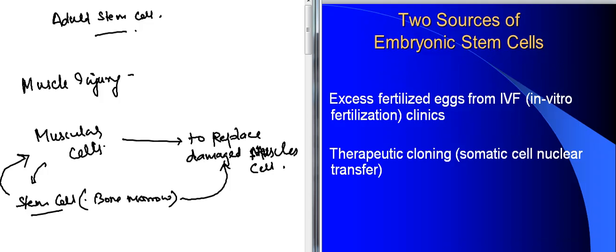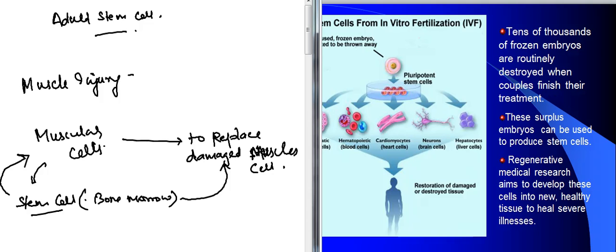Next we are going to see how and from where we are getting it. We can get it from a fertilized egg, that is in vitro fertilization, and the second is therapeutic cloning, somatic cell nuclear transfer. I will tell you what that is.